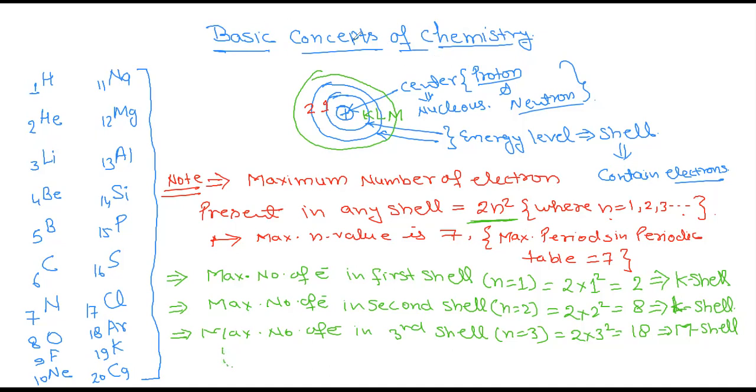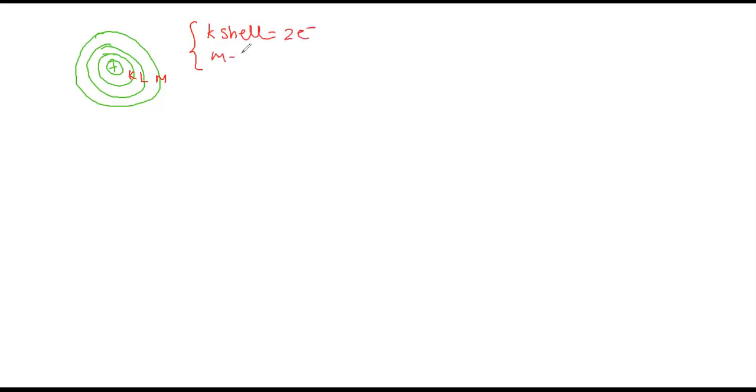Now come to the next one. Again, whenever we do electronic configuration, this is the nucleus and surrounding it are different energy levels, and these energy levels are called shells. This is the K shell, this is the L shell, this is the M shell. We already calculated that the K shell contains a maximum of 2 electrons, the L shell a maximum of 8 electrons, and the M shell a maximum of 18 electrons.